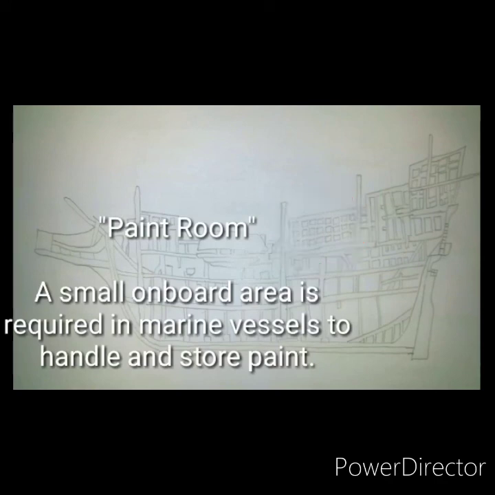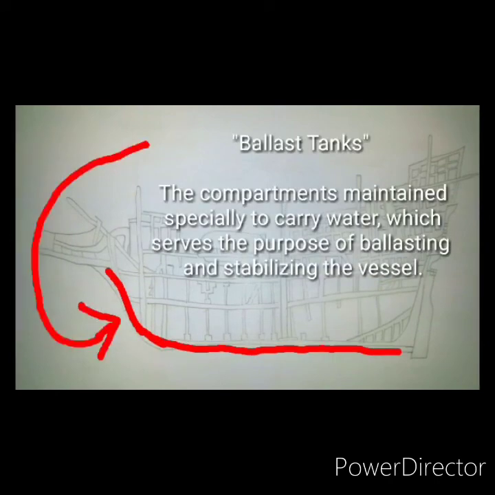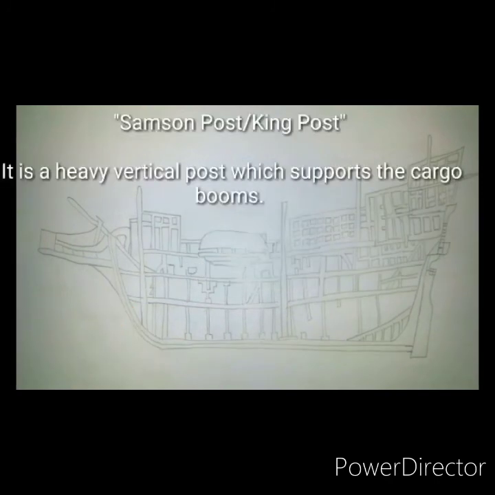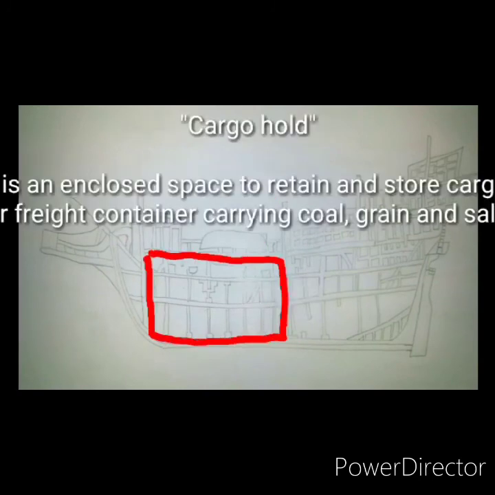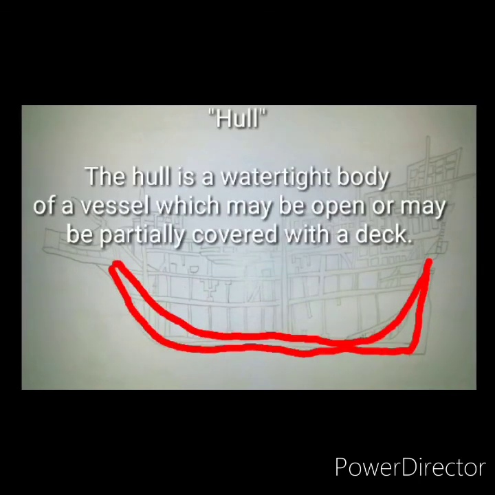The paint room. A small onboard area required in marine vessels to handle and store paint. Ballast tank. The compartments maintained especially to carry water, which serves the purpose of ballasting and stabilizing the vessel. Samson post or king post. It is a heavy vertical post which supports the cargo boom. Cargo hold. It is an enclosed space to retain and store cargo or freight containers carrying coal, grain, and salt. Lastly, the hull. The hull is a watertight body of a vessel which may be open or may be partially covered with a deck.